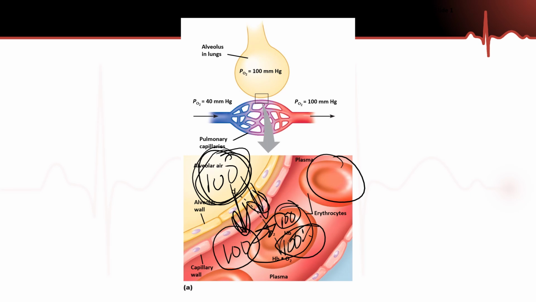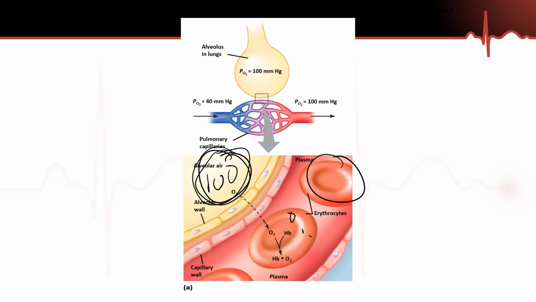And what we're doing is, as the red blood cell travels past this alveolus, it goes from binding 75% oxygen to binding 100% oxygen. It goes from being 75% saturated to 100% saturated. The red blood cells themselves increase their oxygen carrying capacity as they move past the alveoli by 25%.